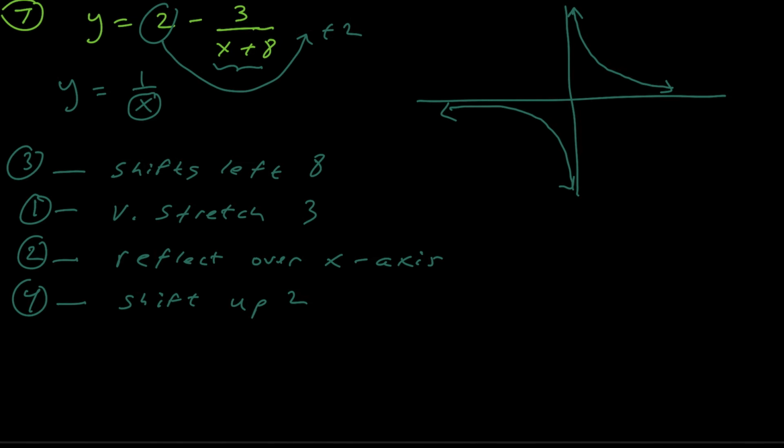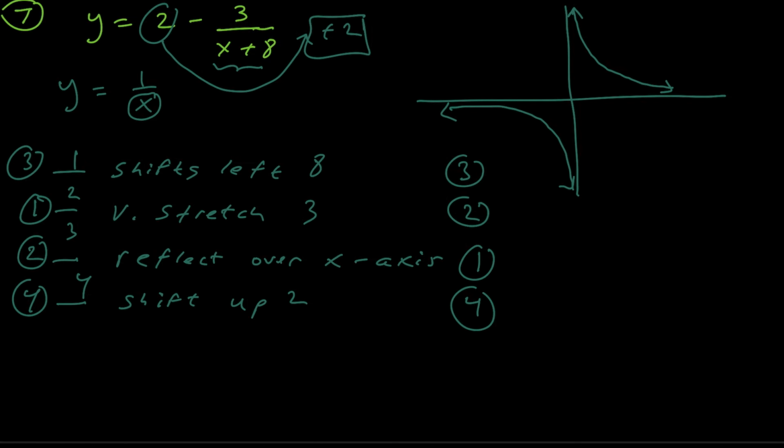Another way to do it would be to reflect it first. You could have reflected it over the x-axis and then done the stretch vertically by a factor of 3, then shift it left 8, and then shift it up 2 last. So you've got a few different options here of how you want to order these transformations. However, you do not want to do that plus 2 first and then proceed to do the other ones. You're going to get a different final graph.